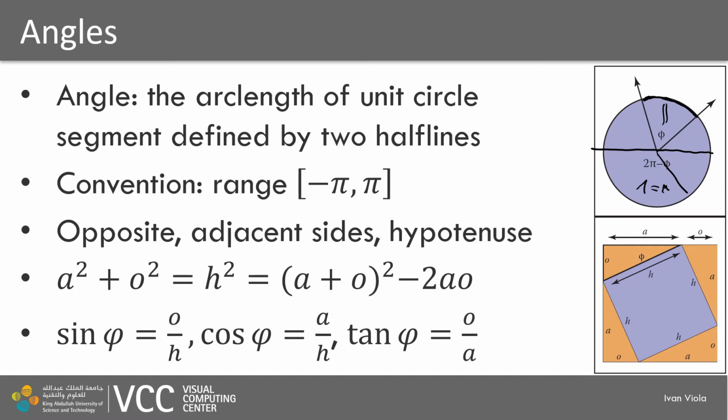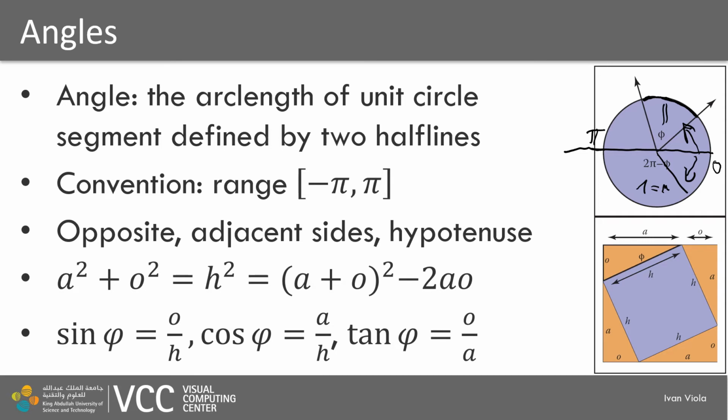We typically define the range of the angles to be between minus pi and pi. So we typically start on the right-hand side with the 0 angle, and this way the angles counterclockwise are increasing, whereas here on the other side this will be the value of an angle pi. If we go the other direction, this will be the minus direction.